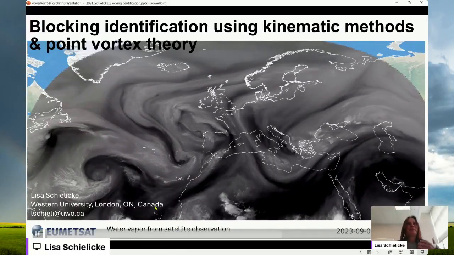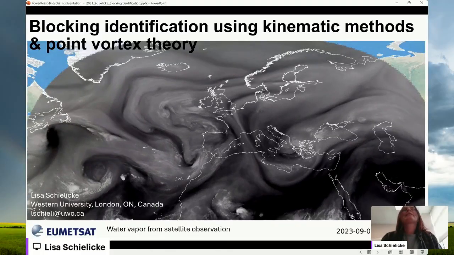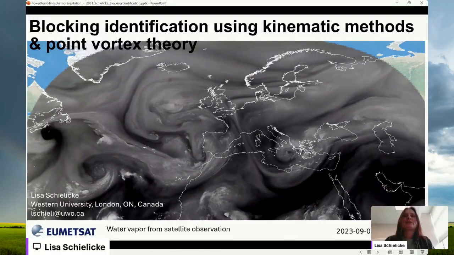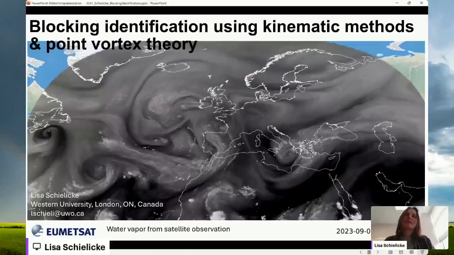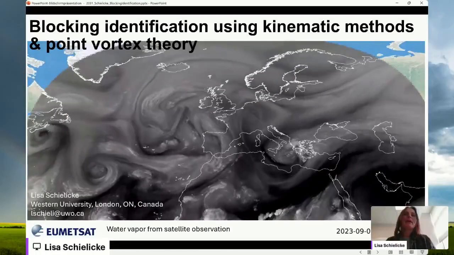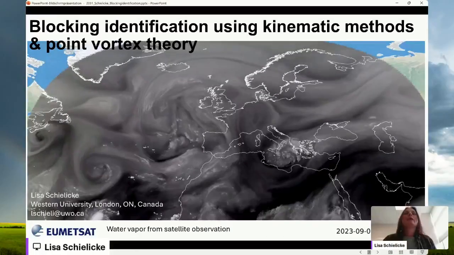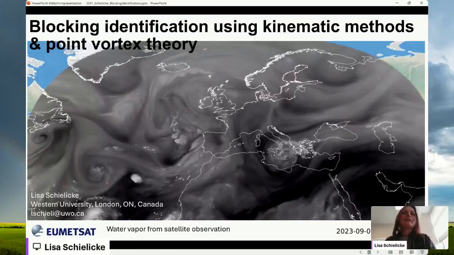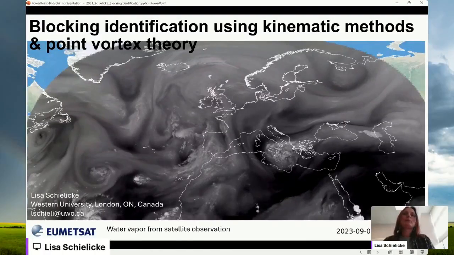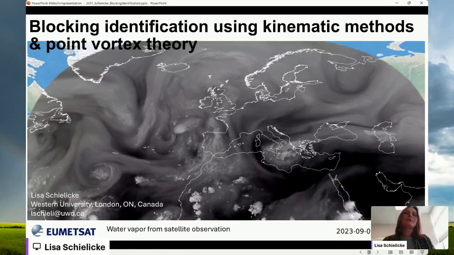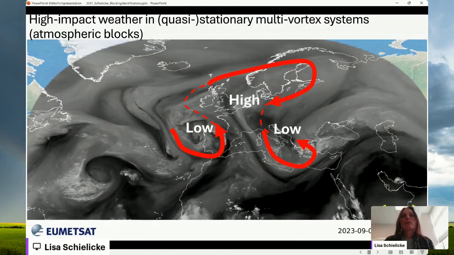My talk is about atmospheric vortices and a specific type of pattern that stays put in the same region for a certain time. A nice way to identify vortices in the atmosphere is a water vapor image like the one you see, where dark patches represent dry air and lighter colors represent the moister air, and white patches even deep convection.